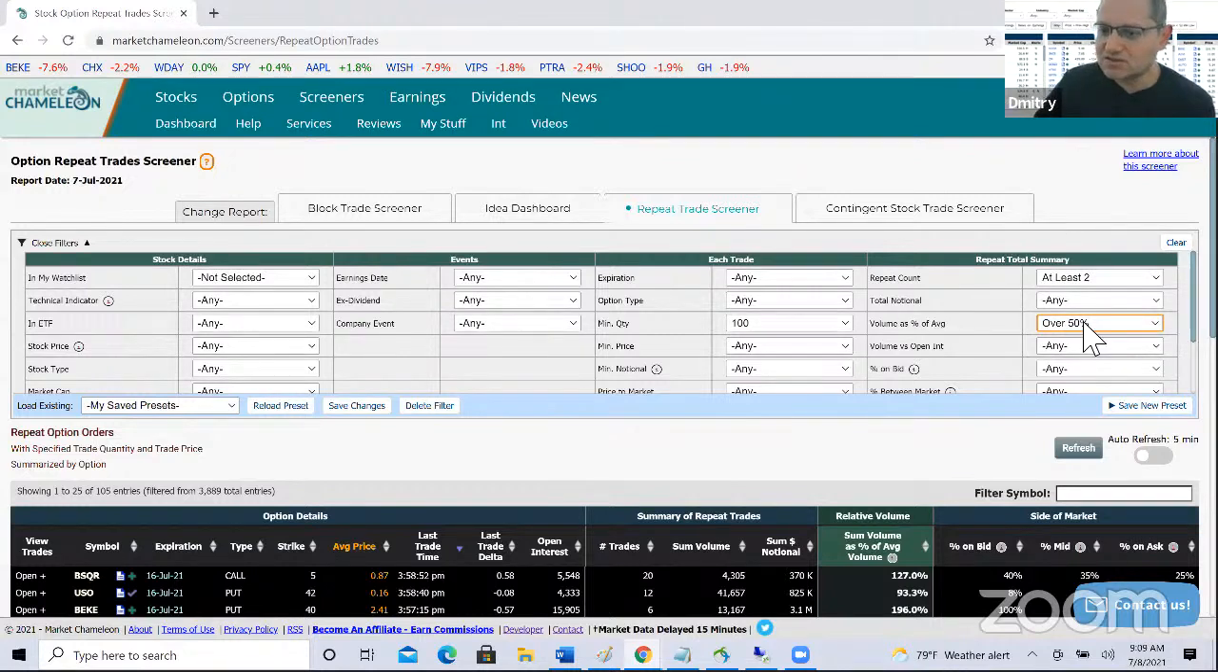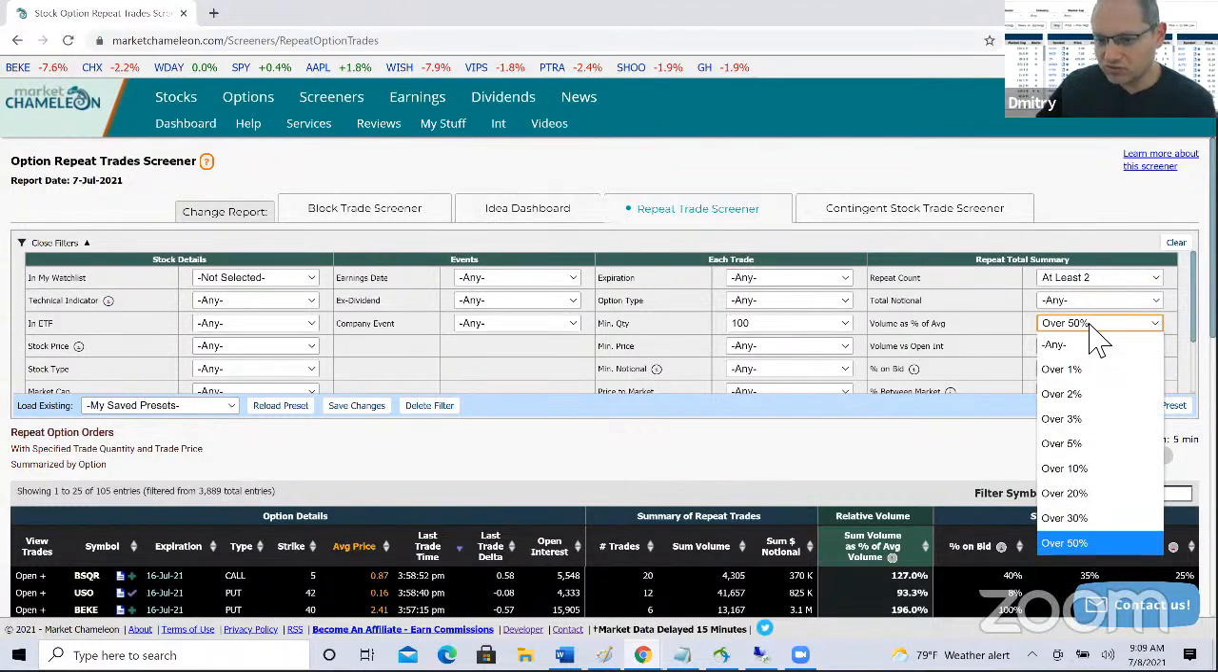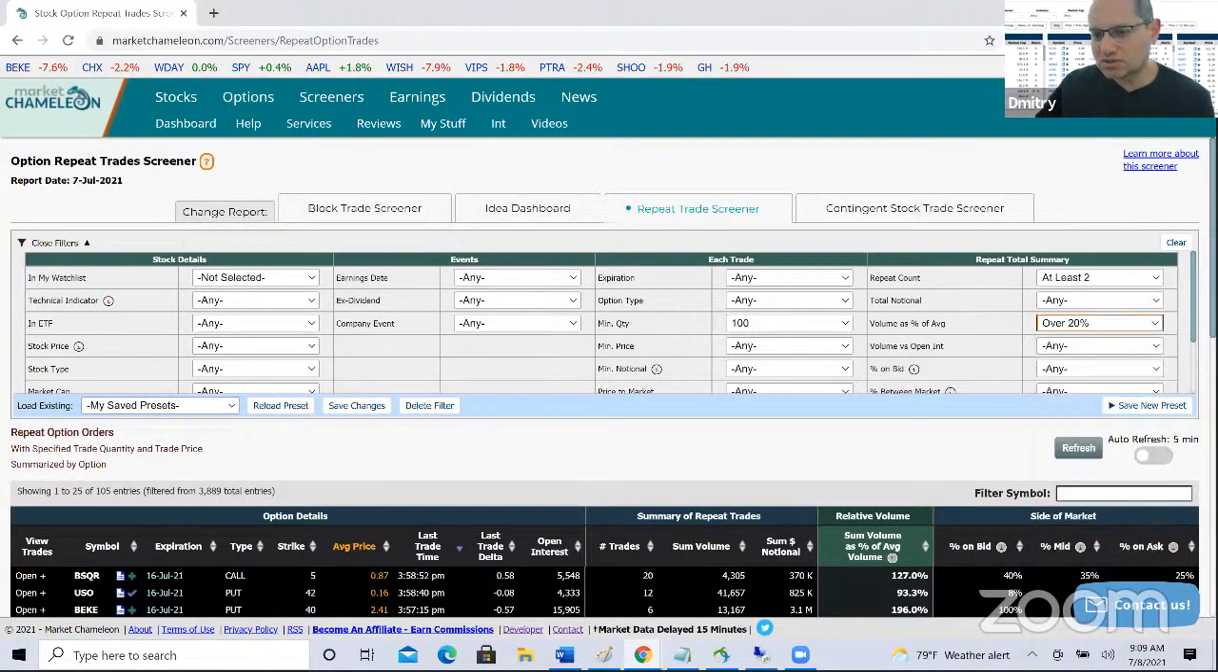So here we have set it to at least 50%. In other words, on an average day you see 10,000 contracts traded, and then all of a sudden you have 5,000 just on one. You could raise this if you want to or decrease it. But let me set it right now to 20%. So I'm going to set this at least 20%.